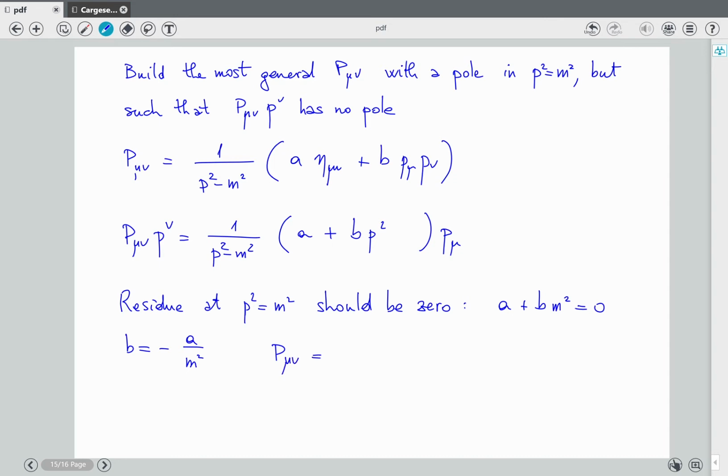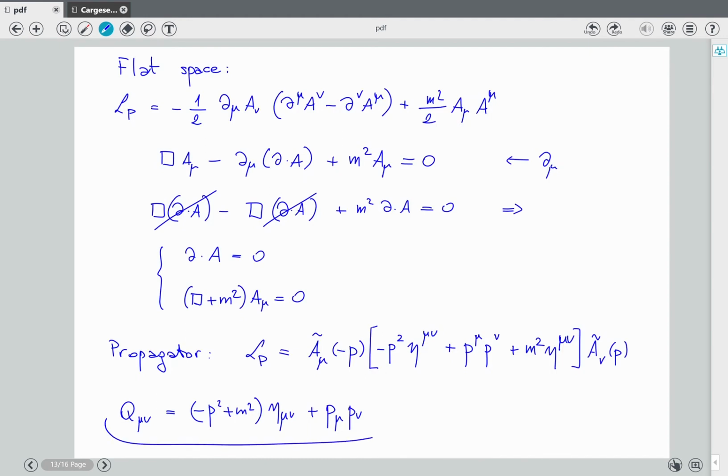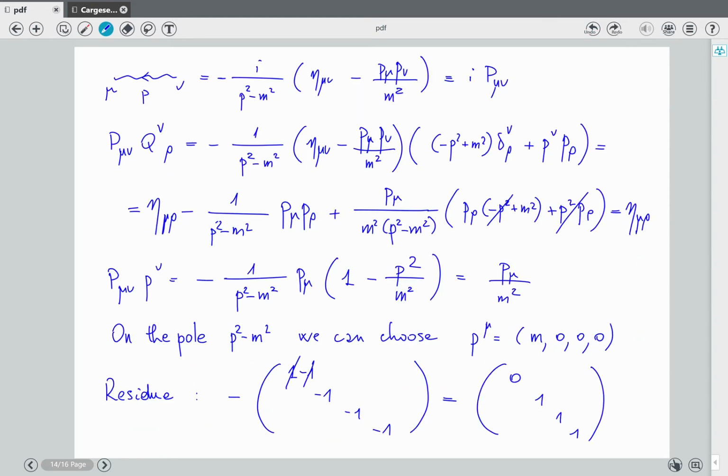P mu nu is then equal to the constant A, which we can collect, divided by P squared minus M squared, times eta mu nu minus P mu P nu divided by M squared. So you see, this is the unique propagator. Then you can normalize the field the way you like. You can invert the propagator, so you get Q. Q is the quadratic part of the Lagrangian, and so you get the Lagrangian. This is the inverse. Still, it's unique. There is nothing else you can do.